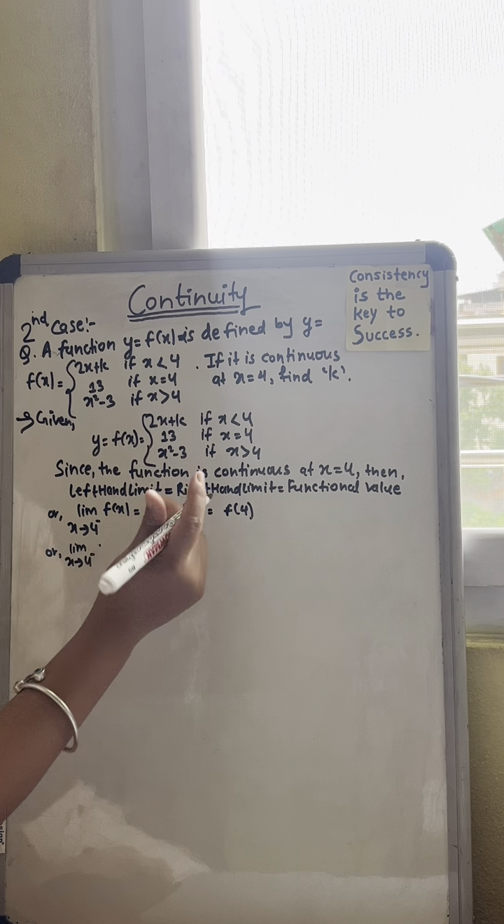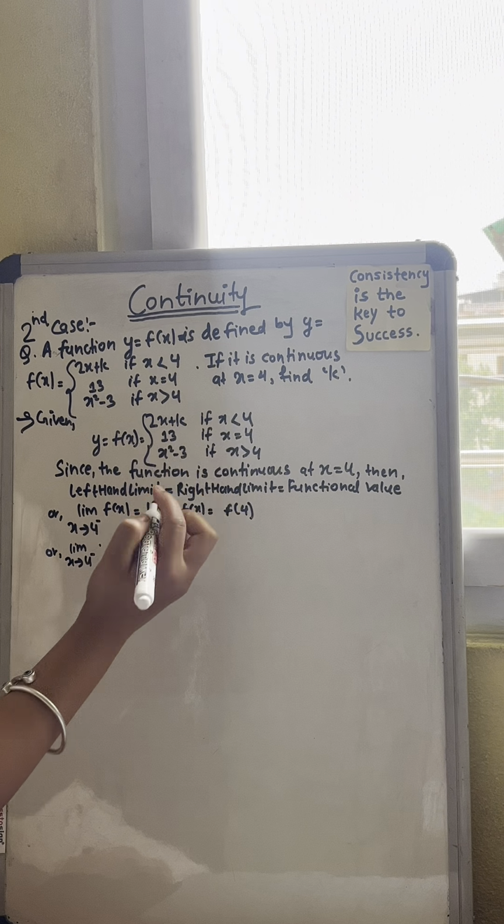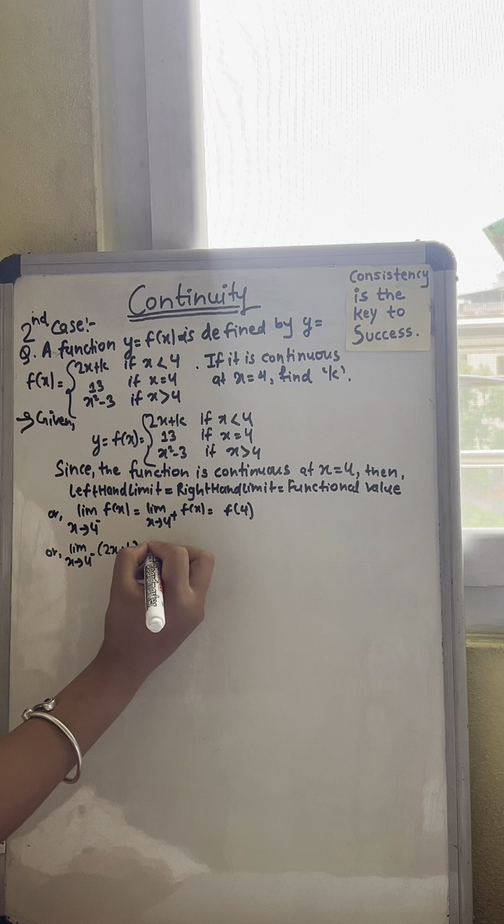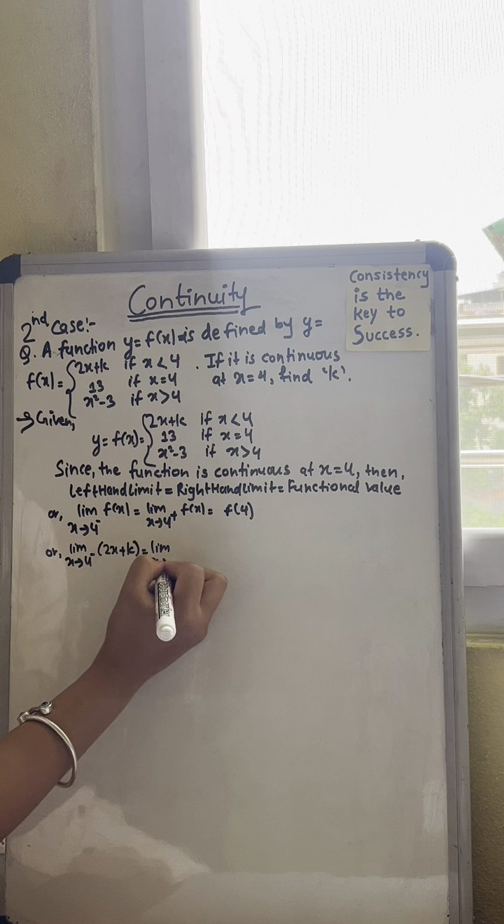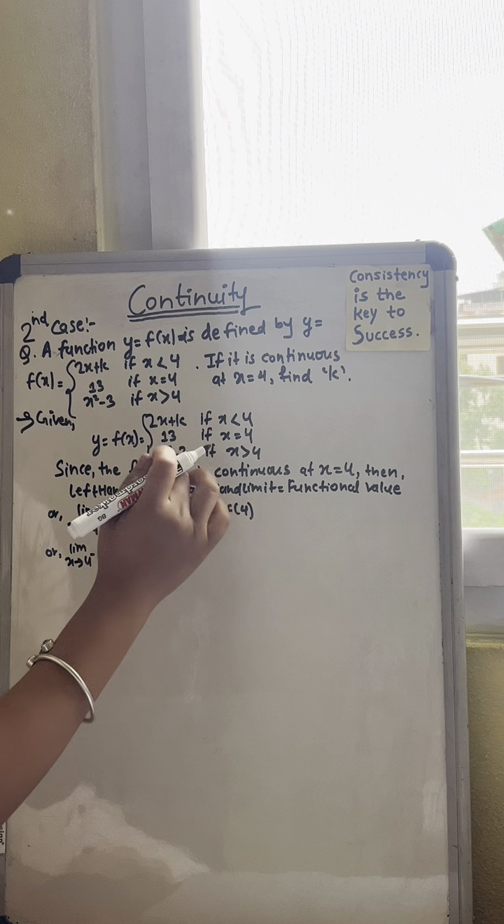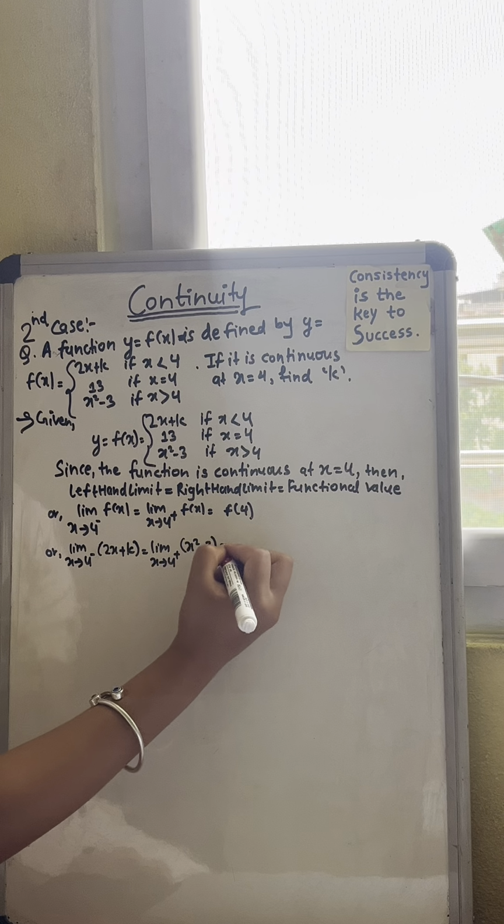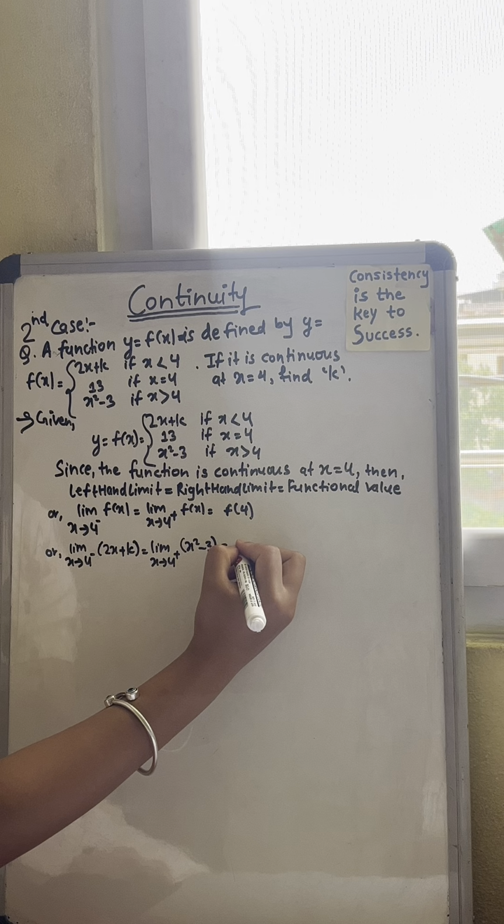Now we have to check the value of each. Left hand limit, which is for x less than 4, is 2x + k, and right hand limit, which is for x more than 4, is x² - 3, and functional value is f(4), which is 13.